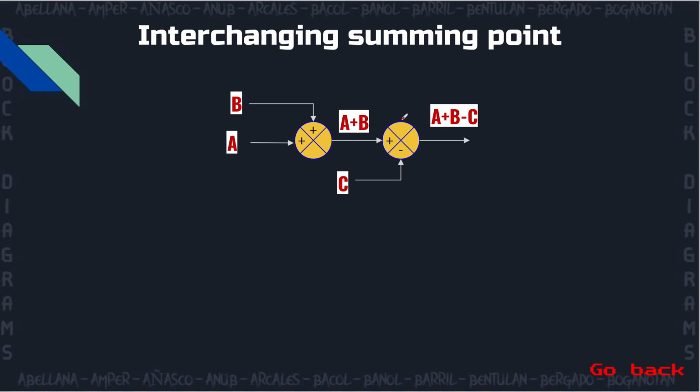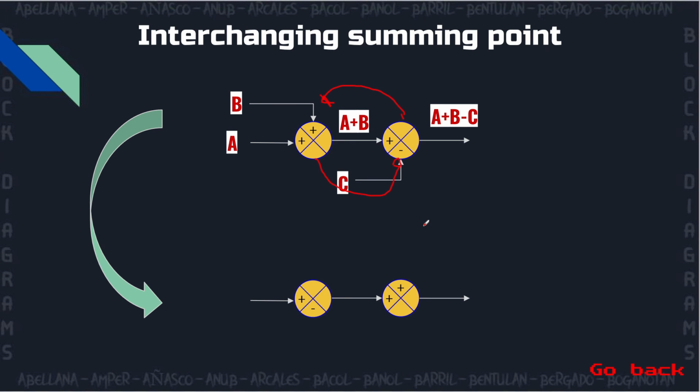Now you want to change the two summing points. This summing point will be placed right here, and the other summing point will be placed right here. So this is what you have to do. First of all, you have to draw the block diagram and swap the two summing points. In this case, the summing point containing the positive and negative will be on the leftmost side.